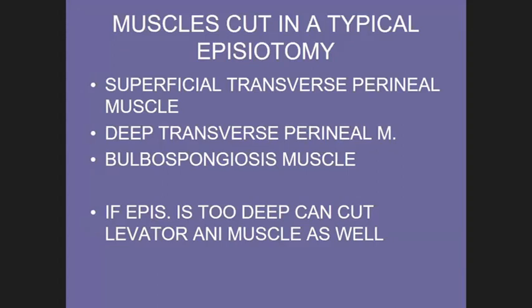Right. So these are typical questions that we ask. What are the muscles that you cut in a typical episiotomy? Obviously, superficial transverse perineal muscles, deep transverse perineal muscles, bulbospongiosus muscle. If the episiotomy is too deep, you can cut the levator ani muscle as well.